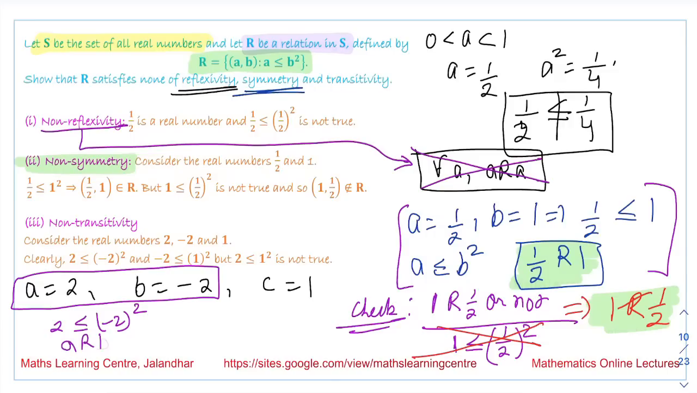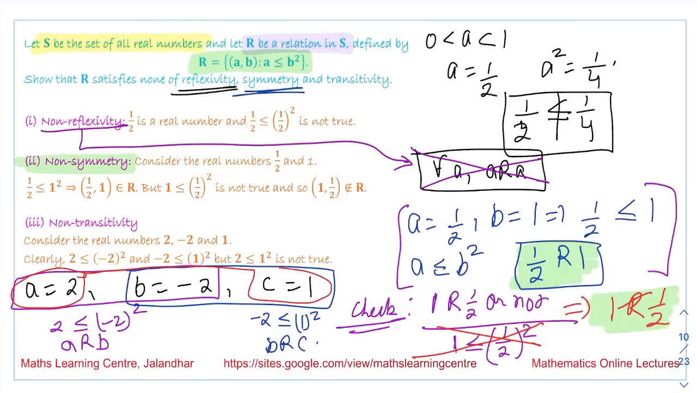So A is related to B. If we look at these two elements, B and C, we are saying minus 2 is less than or equal to 1 square. It means B is related to C. Now if we look at the elements A is equal to 2 and C is equal to 1, then 2 square is not less than or equal to 1. It means A is not related to C. So what we get is, for A related to B and B related to C, we have A is not related to C. It means this relation is not a transitive relation.